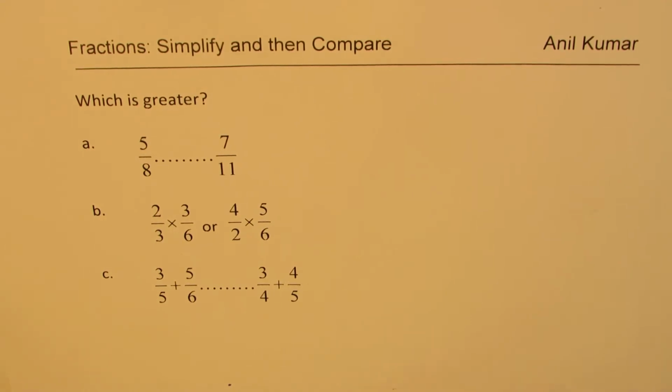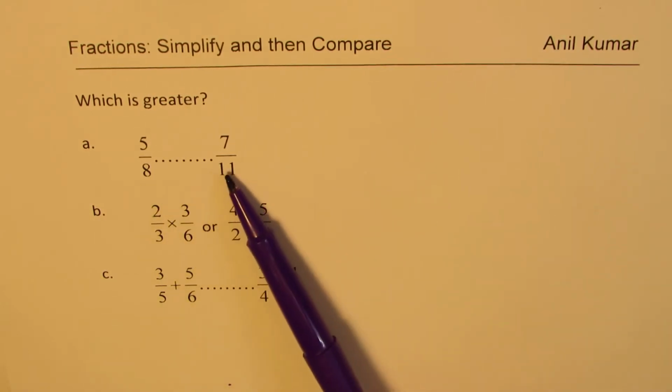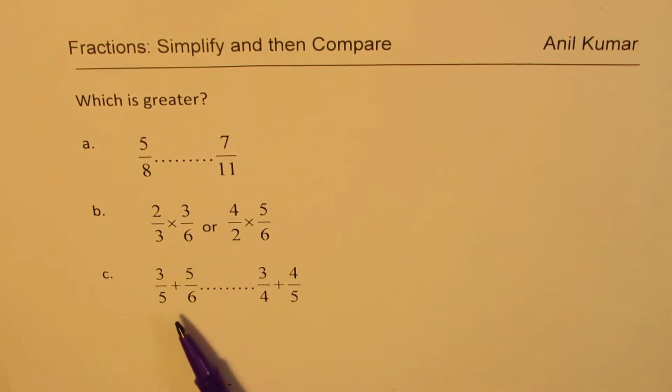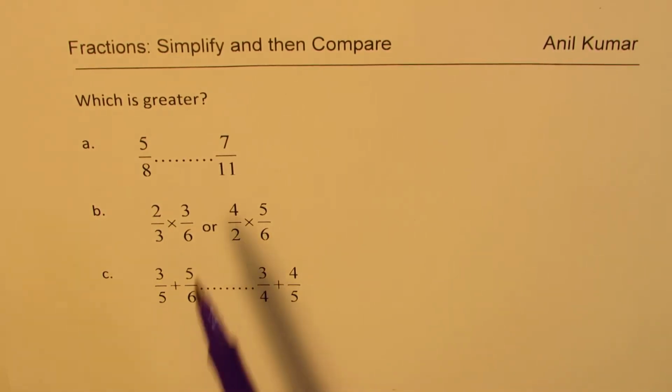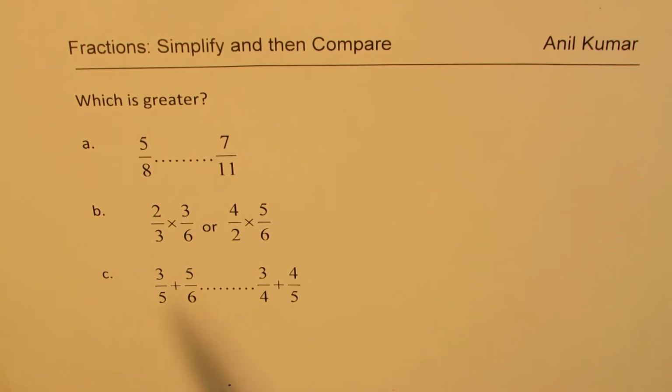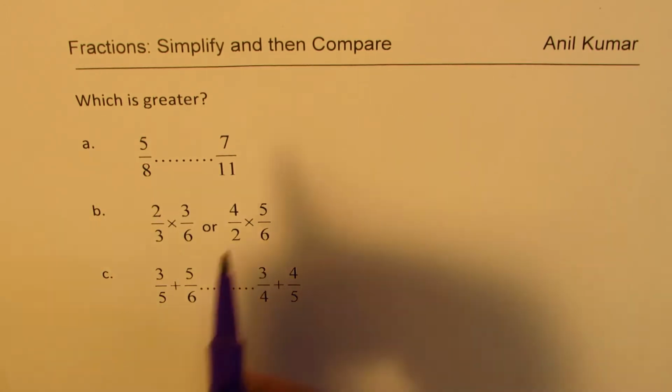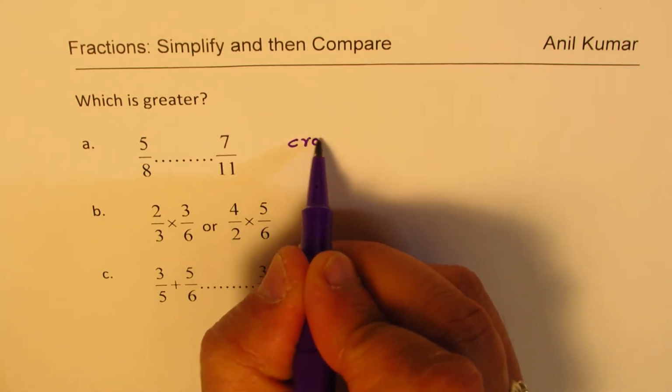So we'll now understand how to find the greater fraction of the two. I have three kinds of fractions. One is straightforward, the other one is multiplication, and then we have addition. So let's see how to do these questions one by one. If you have to compare fractions given in part A, the best strategy is to cross multiply.